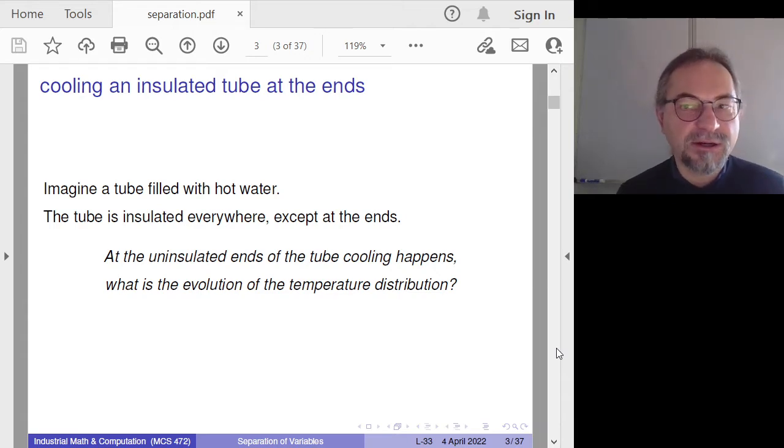Here we formulate it a little bit in the more abstract. So the question is that if we look at this tube, we have insulated it everywhere, so no heat loss except at the ends. So the heat will disappear. The question is, what is the evolution of the temperature distribution? Can we model this somehow?